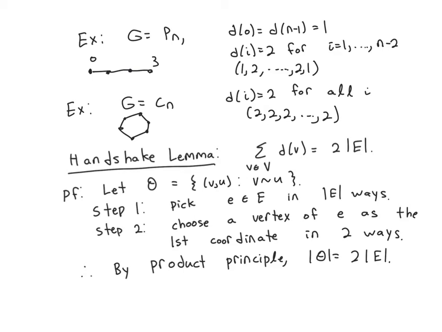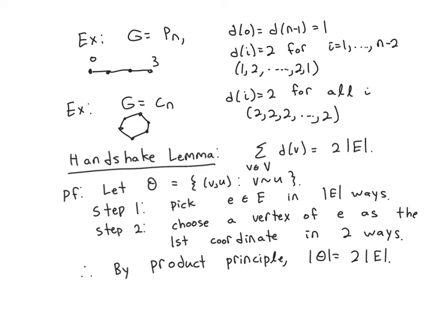Now, one famous lemma is called the Handshake Lemma, and it tells you a relationship between the number of edges in the graph and the degrees. It says that if you add up all the degrees of all the vertices, you get twice the number of edges in your graph. It's called the Handshake Lemma because the idea is that if you go to a party and you ask each person how many hands they shook, and you add that up, you'll get twice the number of handshakes that occurred.